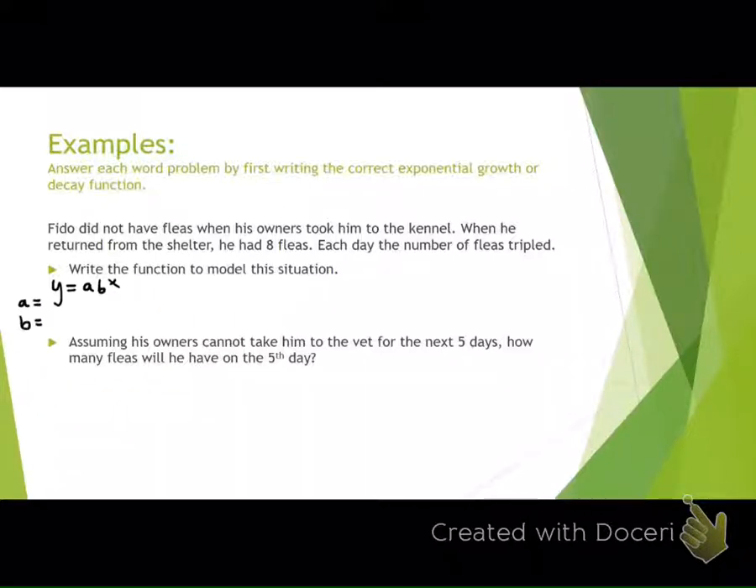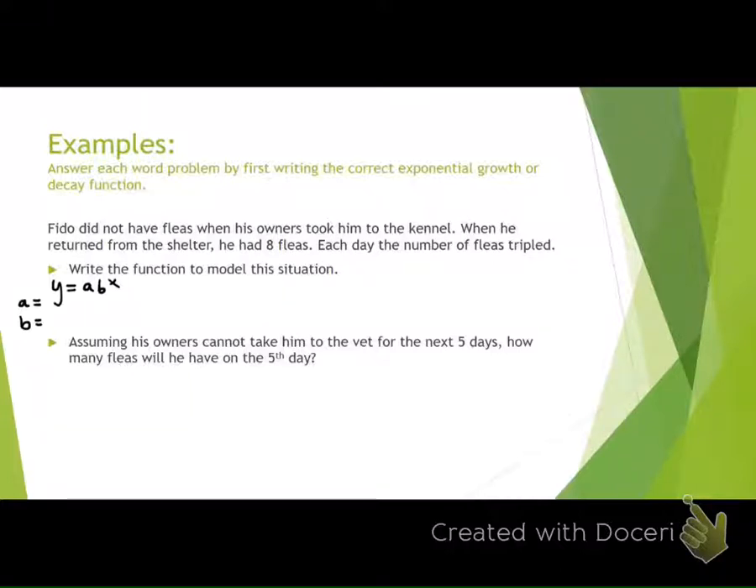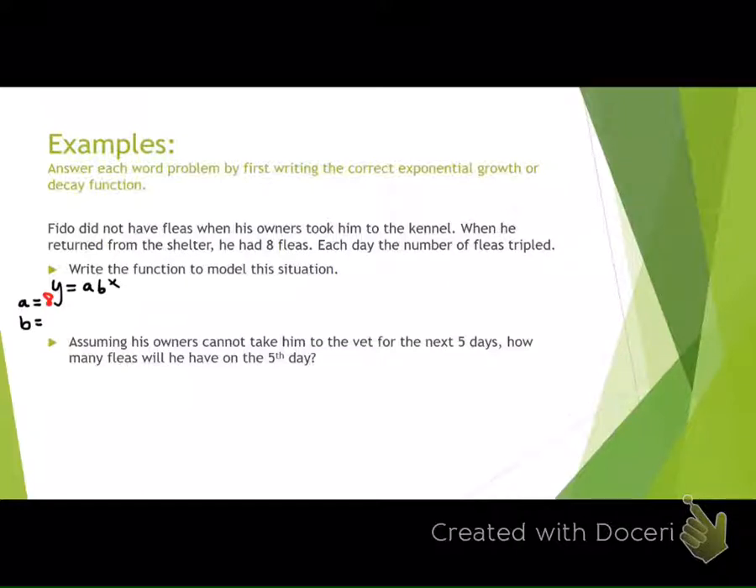What is the initial amount of fleas he had when he came home? 8. And how much are they growing by? Tripled, so that means 3. So your equation is y equals 8 times 3 to the x.